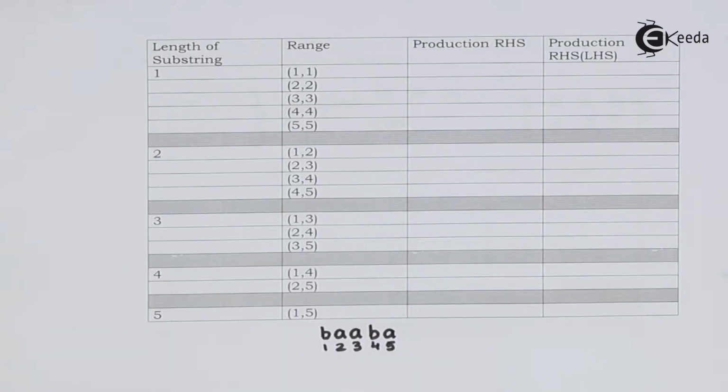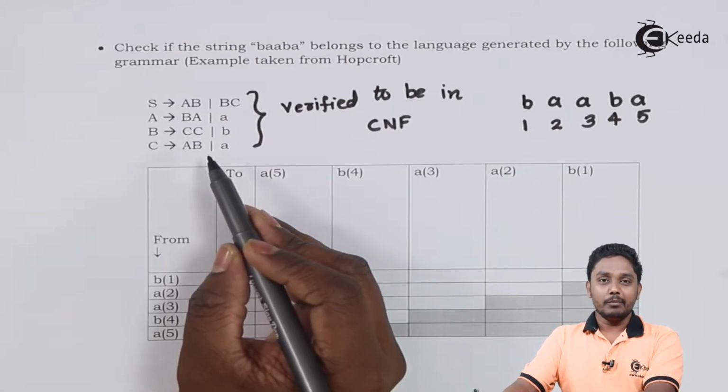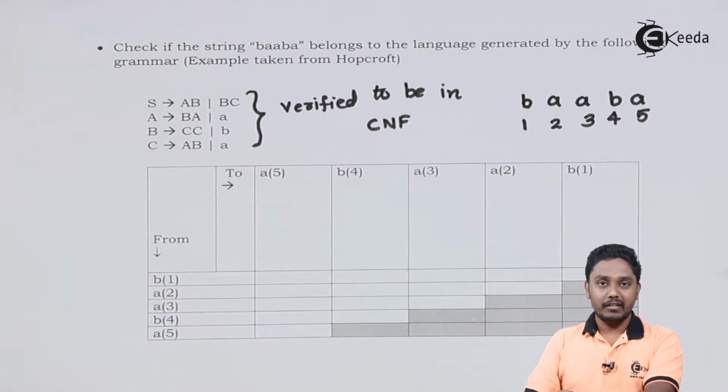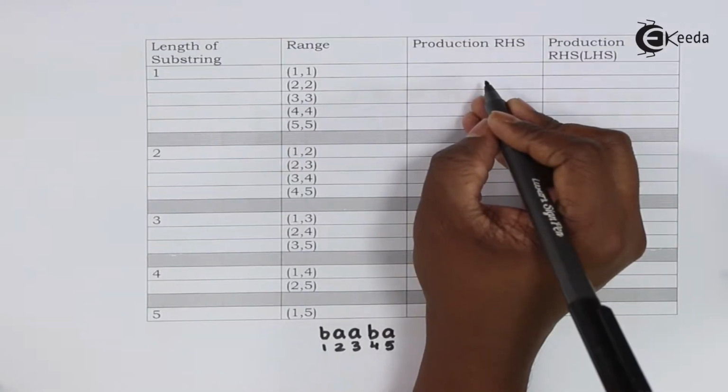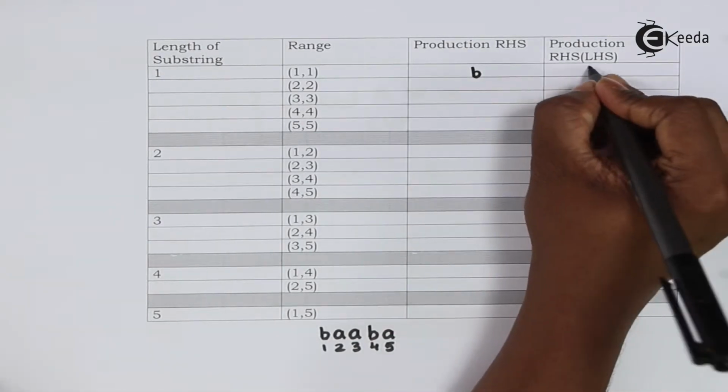Let us say we are generating substrings of length 1. Over here, 1 to 1 it would be B, 2 to 2 it would be A, 3 to 3 it would be A, 4 to 4 it would be B, and 5 to 5 it would be A. How can we generate B? Let us go to the grammar. In the grammar, B is produced by using the production capital B produces small b. So we can say that the production is having B on the left hand side. The right hand side was small b and the left hand side is capital B.